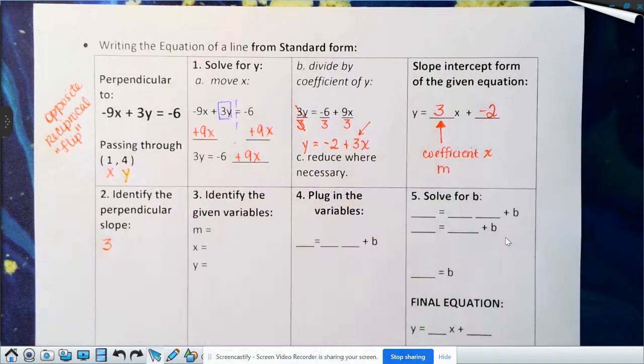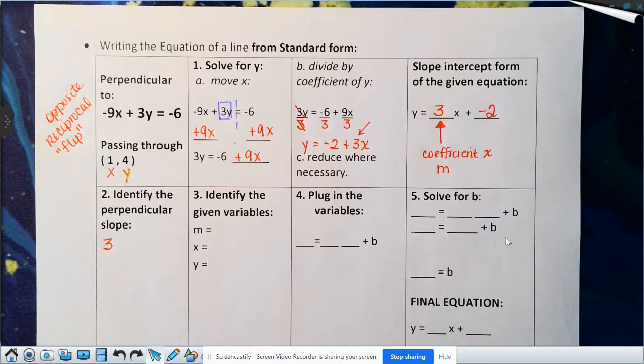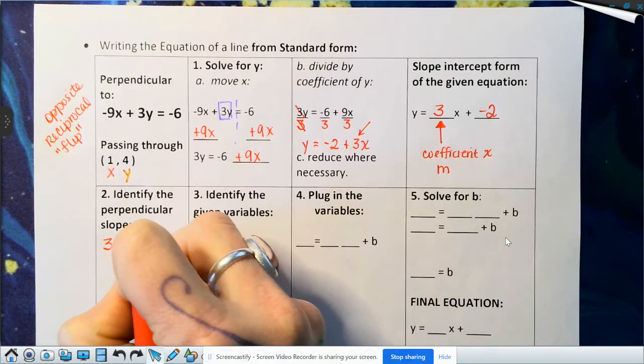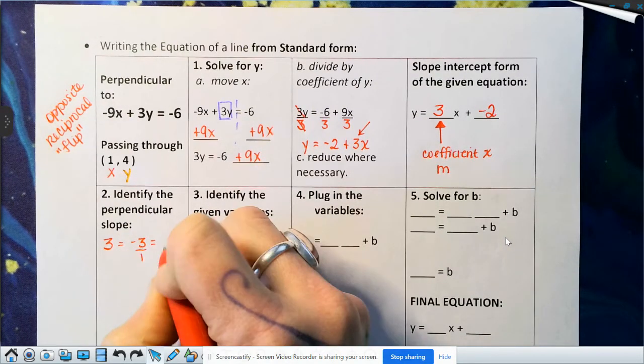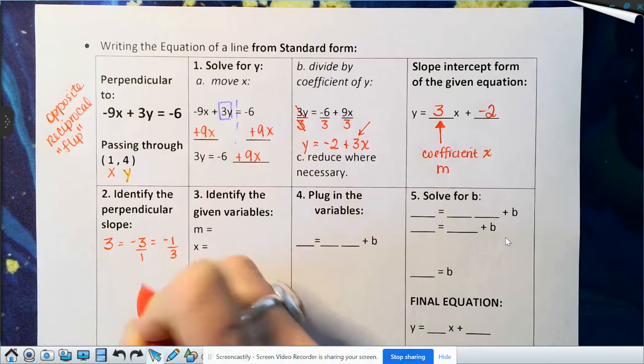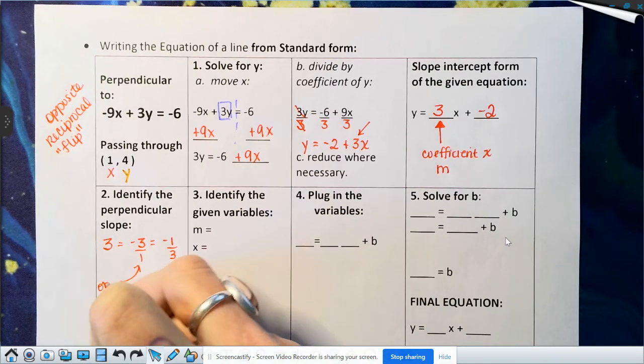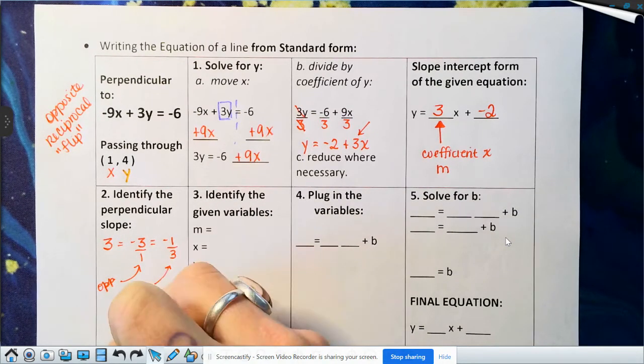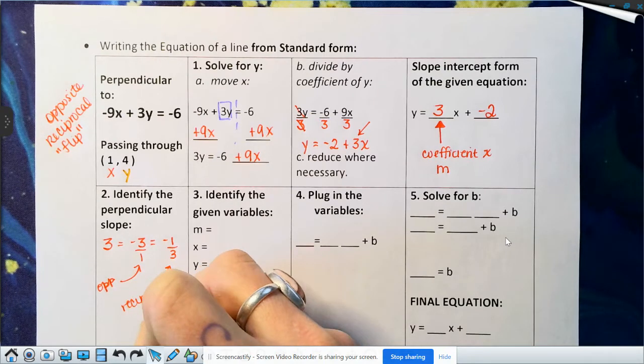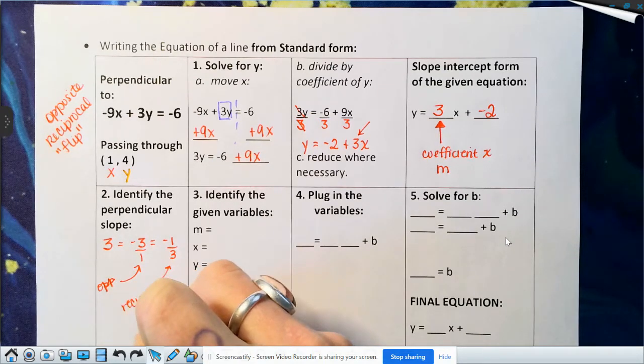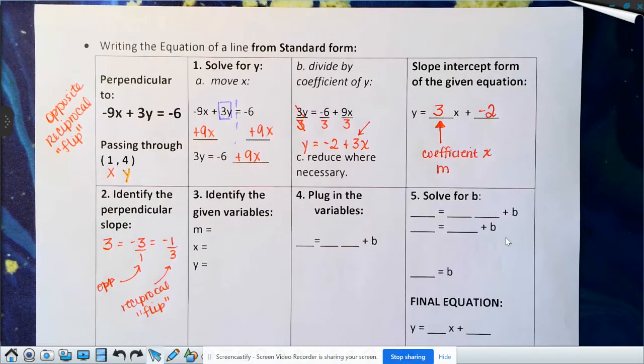So if we know it's perpendicular, we take our same slope. If it was parallel, we would just use that 3. For perpendicular, we need to make it opposite, and then we need to make it flip to make it reciprocal. So this is our opposite, and this is our reciprocal. And again, reciprocal just means flip. You can do all of this in one step. I'm just writing it out so you see it happen.